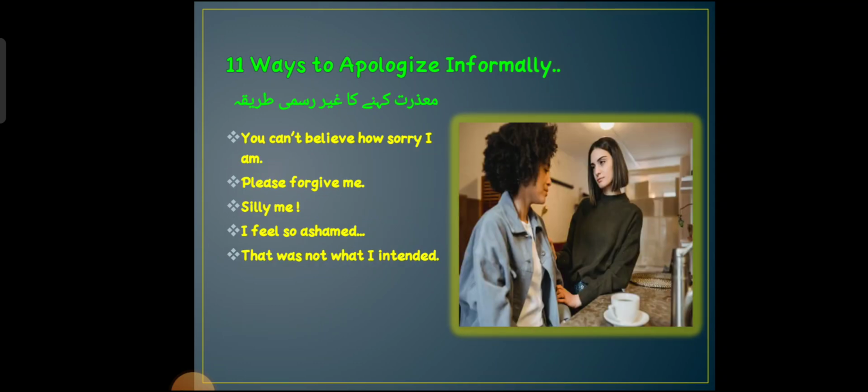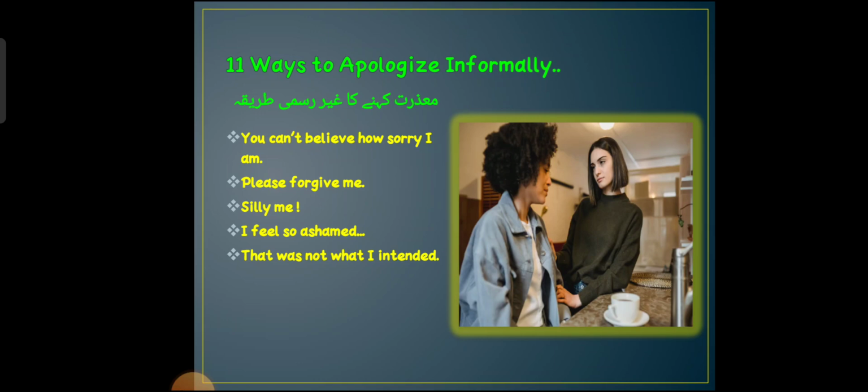Okay, the last slide. Some different expressions, some more expressions. You can't believe how sorry I am. So this is again for your friends, for your family, for your close ones, that you can't believe how sorry you are. Okay, the next is please forgive me. All right? And then, oh, silly me. Oh, silly me. Again, that you are regretting something.